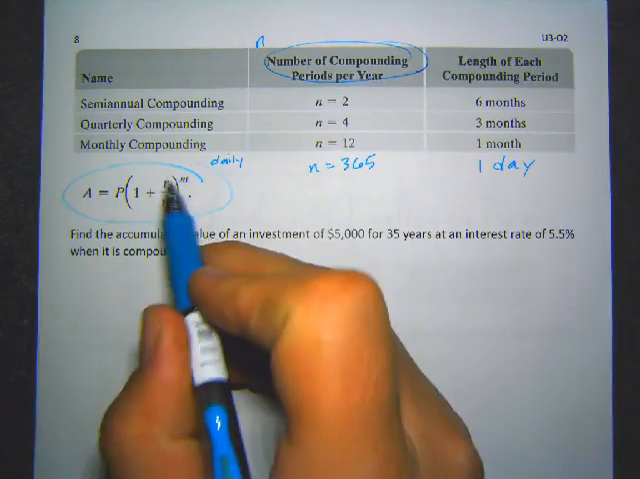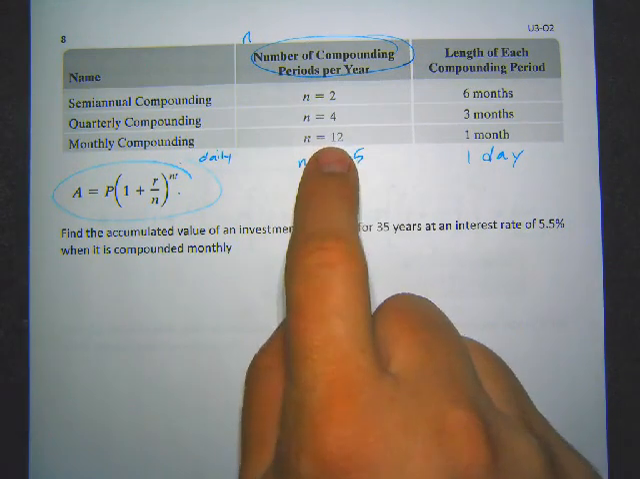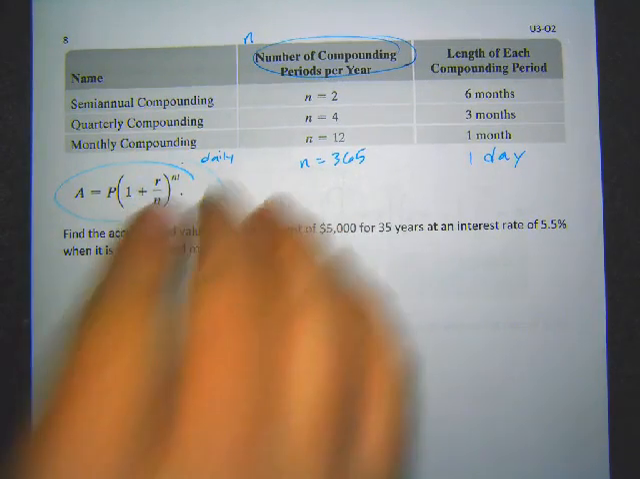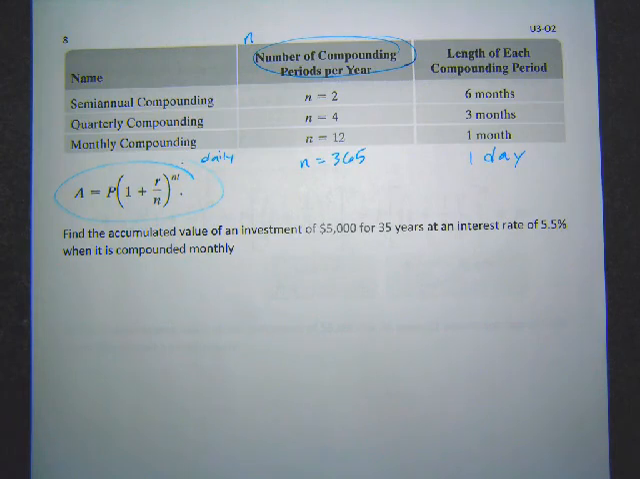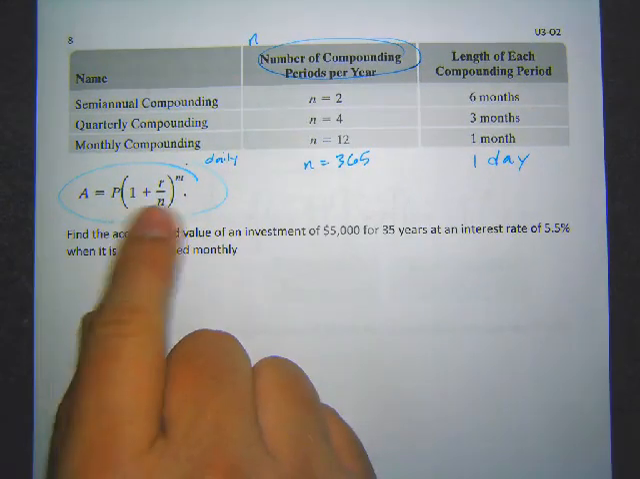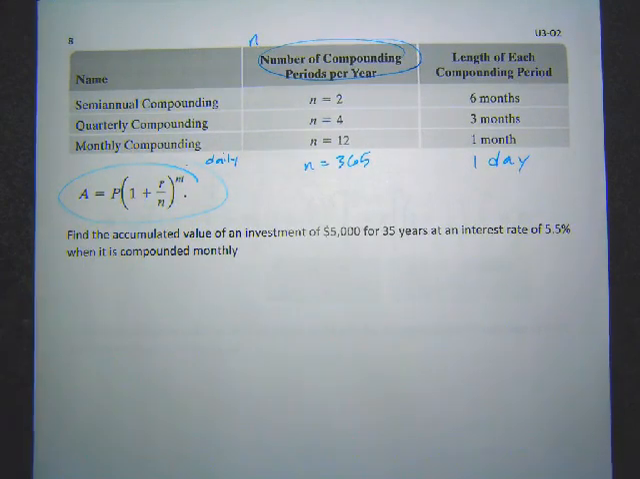But then you also get to put N in the power, because now you're not just compounding once a year, you're compounding a bunch of times per year. If N equals 12, you're compounding 12 times a year. Every month you compound. So this formula incorporates how often you're compounding. The more often you compound, the bigger the power will be, but you're also using a smaller fraction each time.